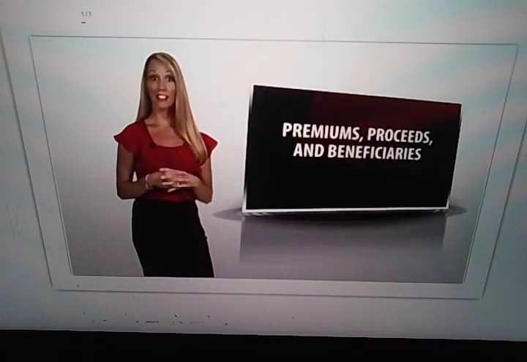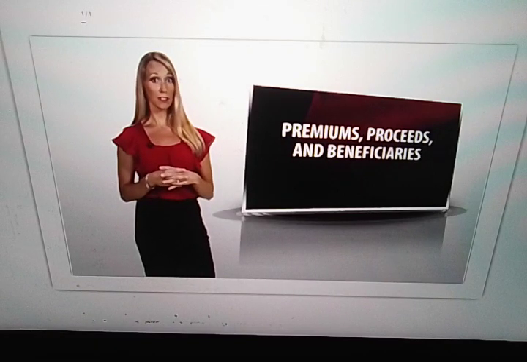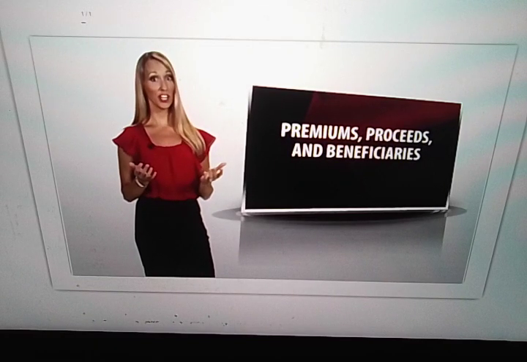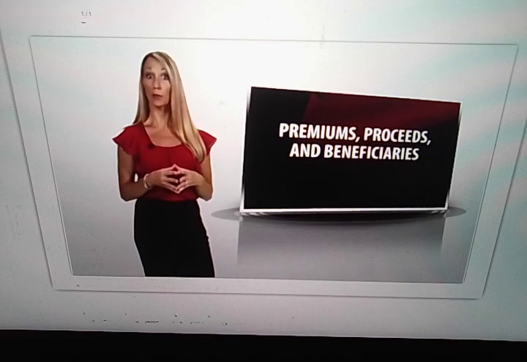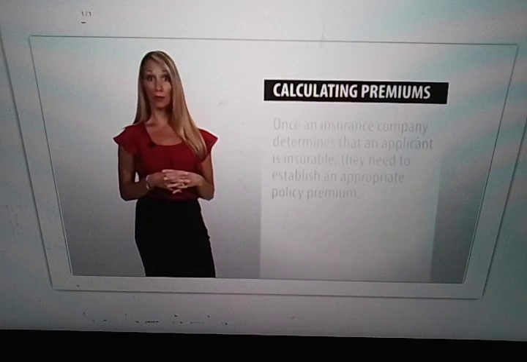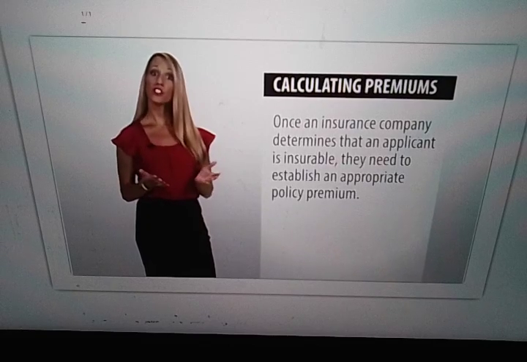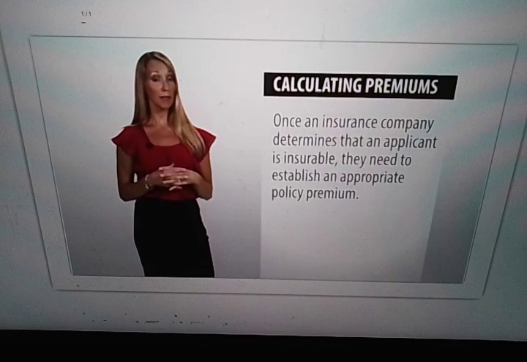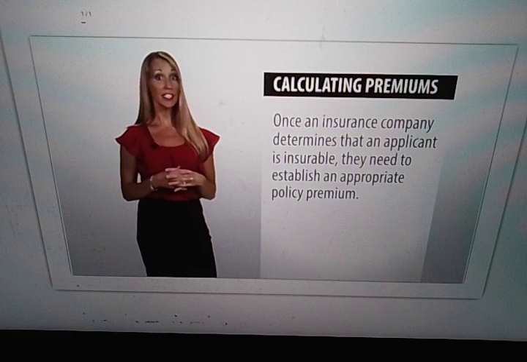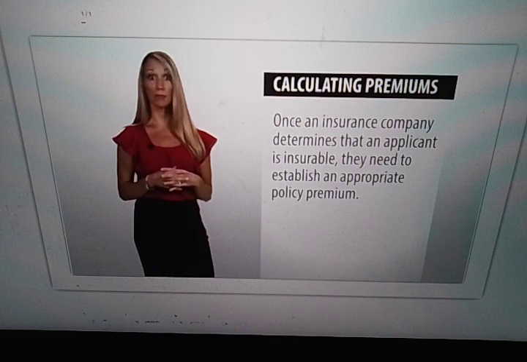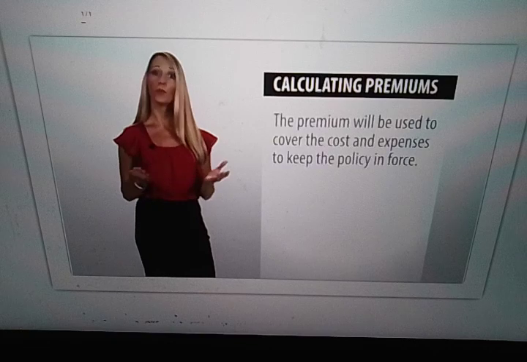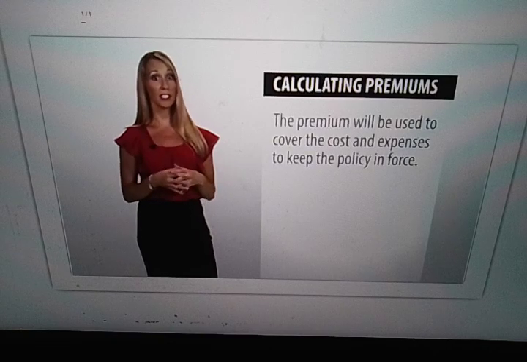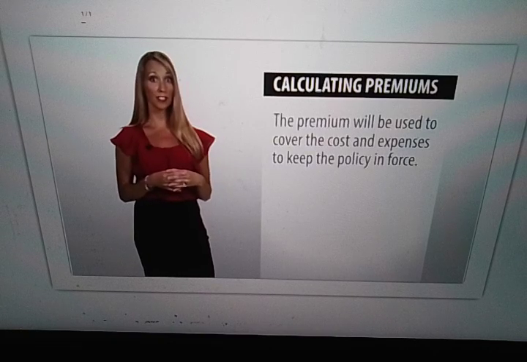You have now learned the concepts of life insurance premiums, proceeds, and beneficiaries. Let's review some of the key areas from this section that will help you prepare to pass. Calculating premiums. Once an insurance company determines that an applicant is insurable, they need to establish an appropriate policy premium. The premium will be used to cover the costs and expenses to keep the policy in force.